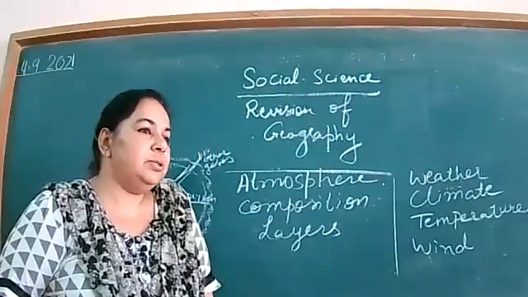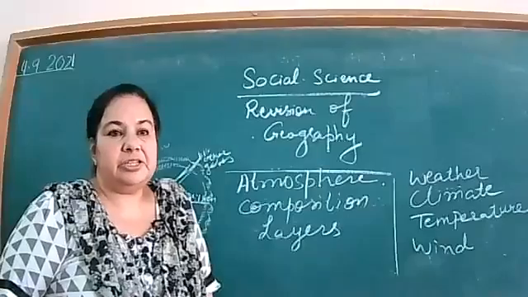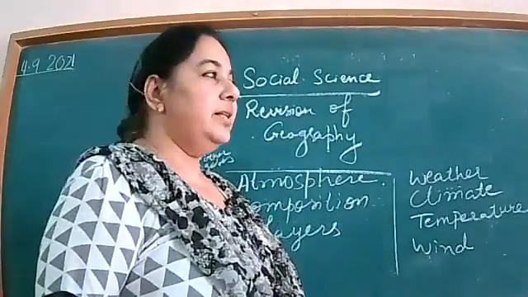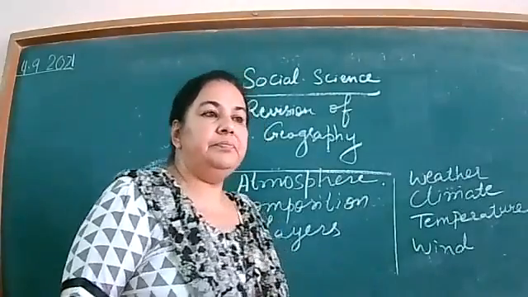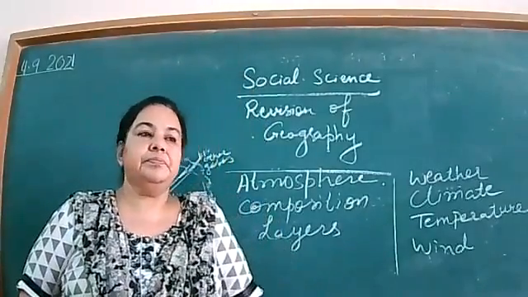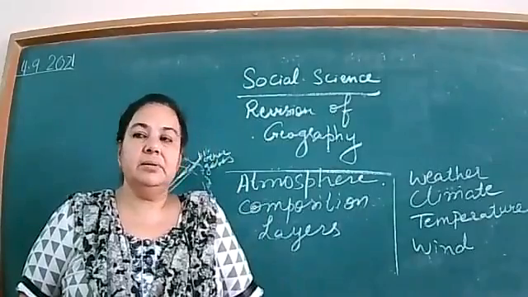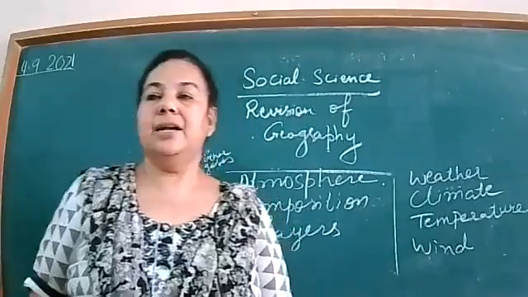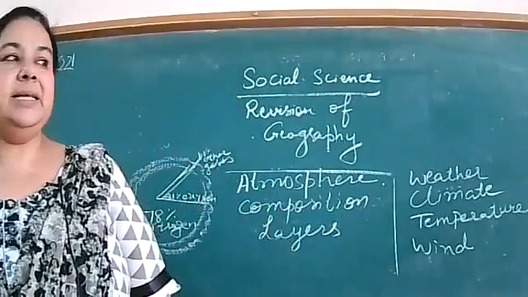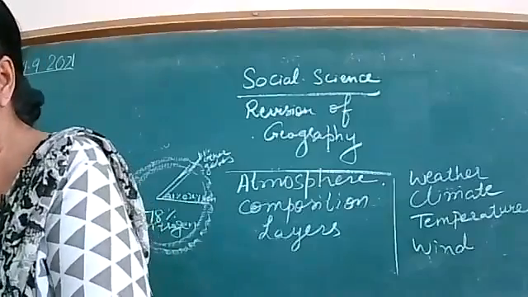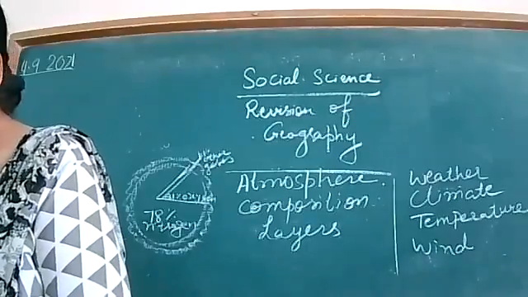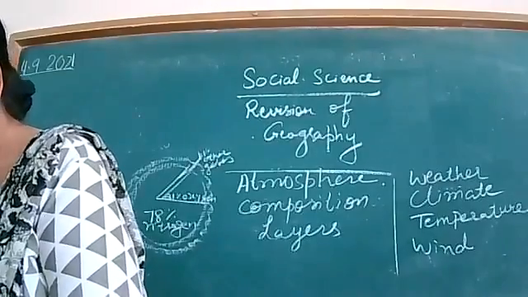Wind that blows in a particular region, in a particular period, is known as local wind. Example: Lu that blows in the northern plains in the summer season.